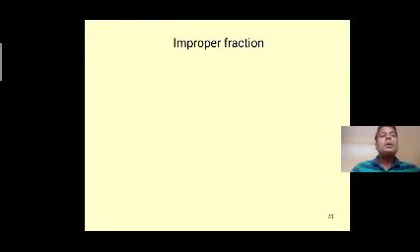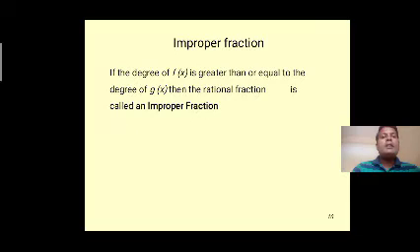Now we go to the improper fraction. If the degree of f of x is greater than or equal to the degree of g of x, then the rational fraction is called an improper fraction. You see here examples. x square plus 1 divided by x plus 1. Here f of x is x square plus 1, g of x is x plus 1. You observe here the degree of f of x, that is the numerator degree, is 2, the denominator degree is 1. Degree of f of x is greater than or equal to, but in this example it is only greater.